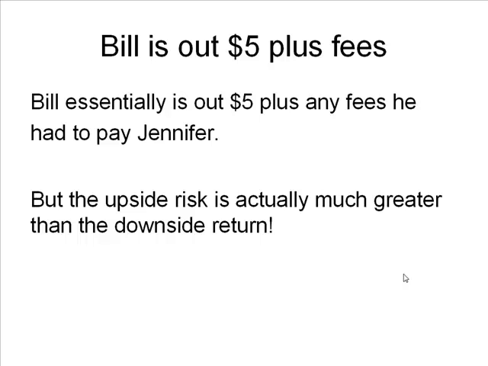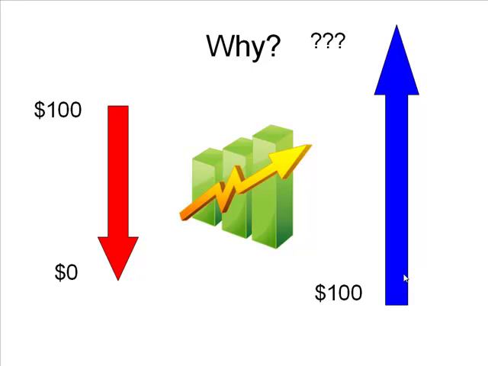And the upside risk, if you think about this, is actually much greater than the downside return. Now, why is that? Well, the reason is, on the downside, you can only go from $100 to zero. All right, 100 to 0. That's his greatest upside potential. I say upside potential in the sense that he can only make so much money short trading because the price of the stock can only fall so far. That is, fall to 0, at least theoretically.